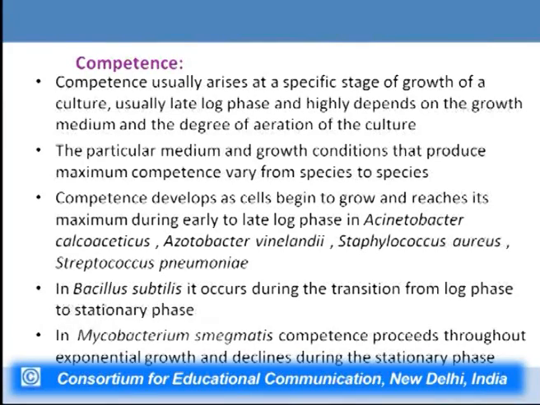In Mycobacterium, competence proceeds throughout exponential growth and declines during the stationary phase. So, I have given three types of example. In late log phase, there is Streptococcus pneumoniae. In Bacillus subtilis, it occurs during transition from log phase to stationary phase, and in Mycobacterium, it starts throughout the exponential growth, but it declines during the stationary phase. So, this underlines the fact that for each species, there has to be a specific set of conditions, and competence occurs at a specific stage of the cycle.